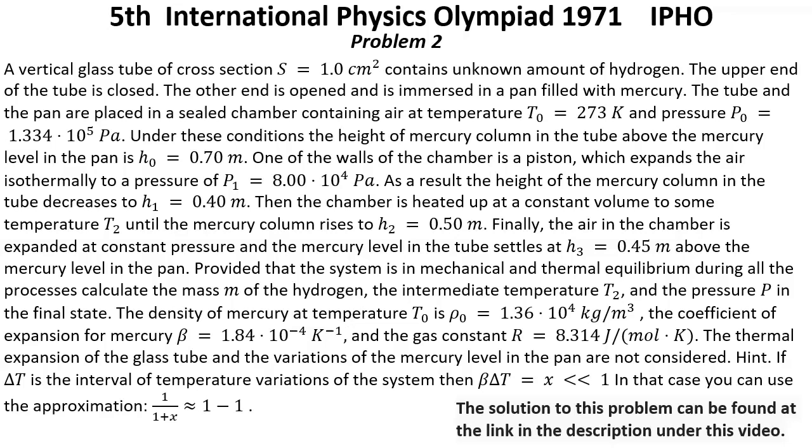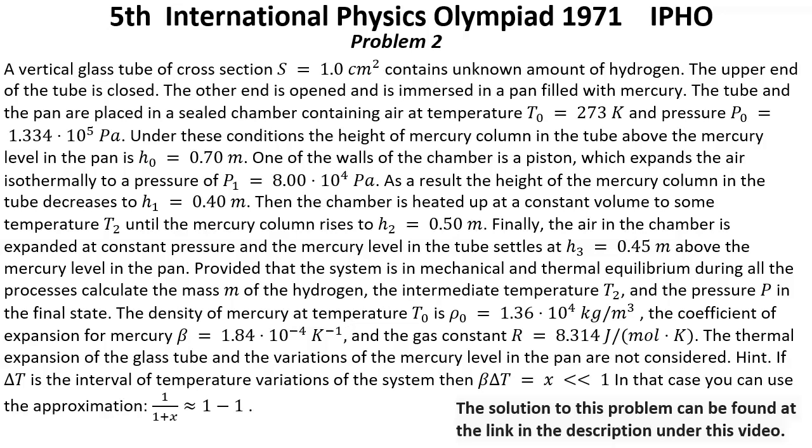5th International Physics Olympiad, year 1971, IPHO. Problem number 2. A vertical glass tube of cross-section S equal 1.0 square centimeters contains an unknown amount of hydrogen. The upper end of the tube is closed. The other end is opened and is immersed in a pan filled with mercury.